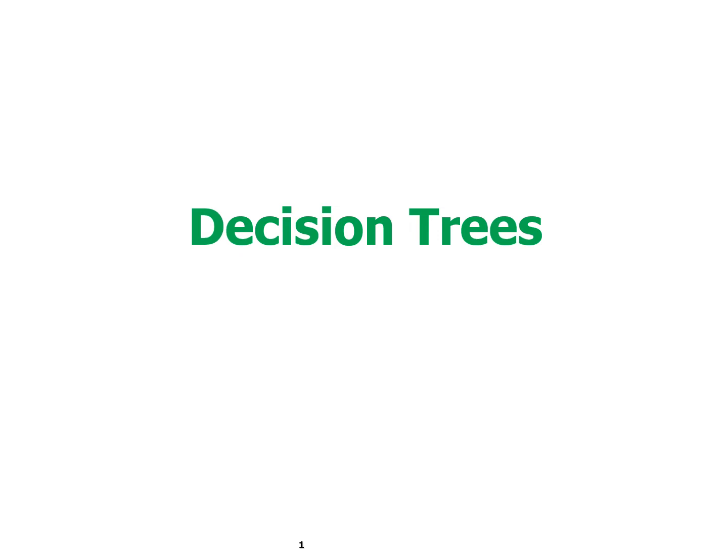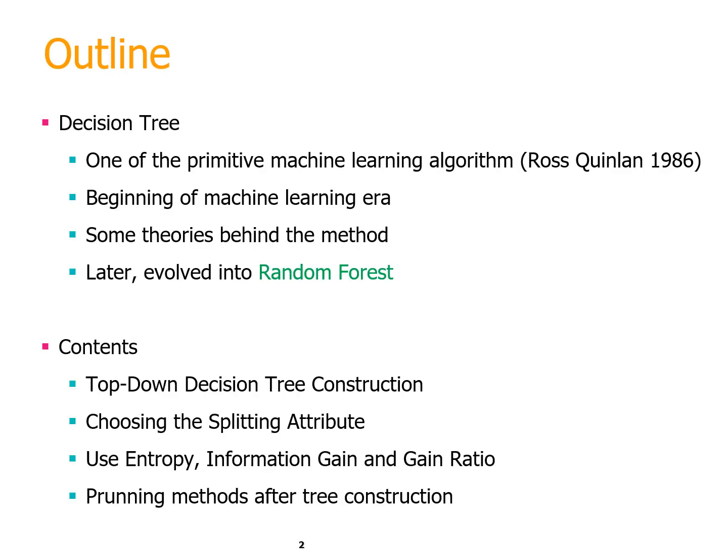This chapter is about the decision tree method. Decision tree was proposed by Ross Quinlan back in 1986, and this is one of the primitive machine learning algorithms. Not many people are using decision tree these days. Many people use deep learning, etc.